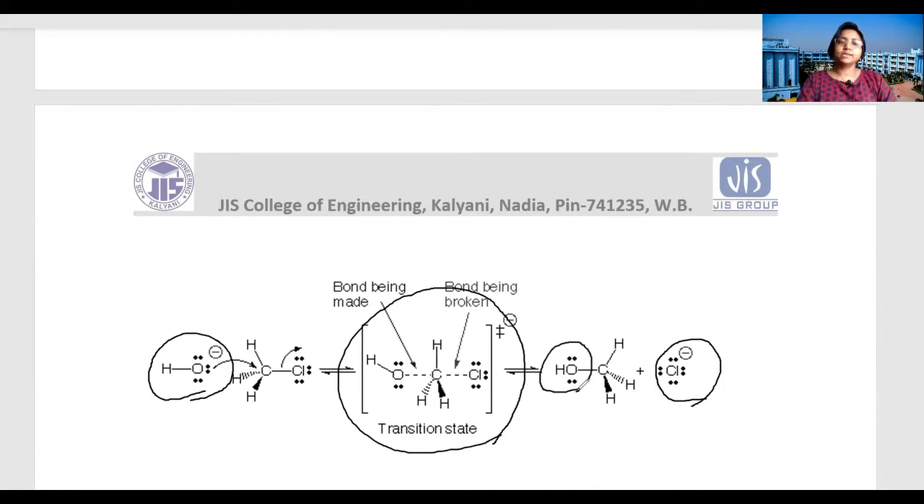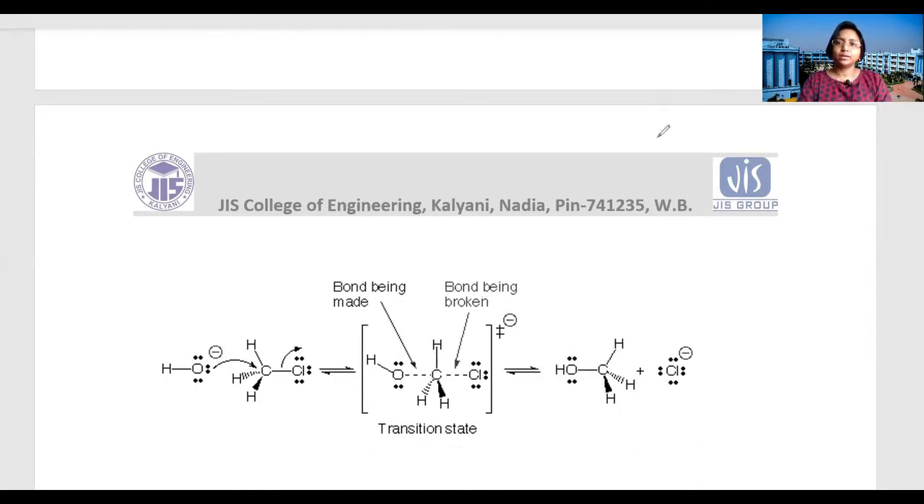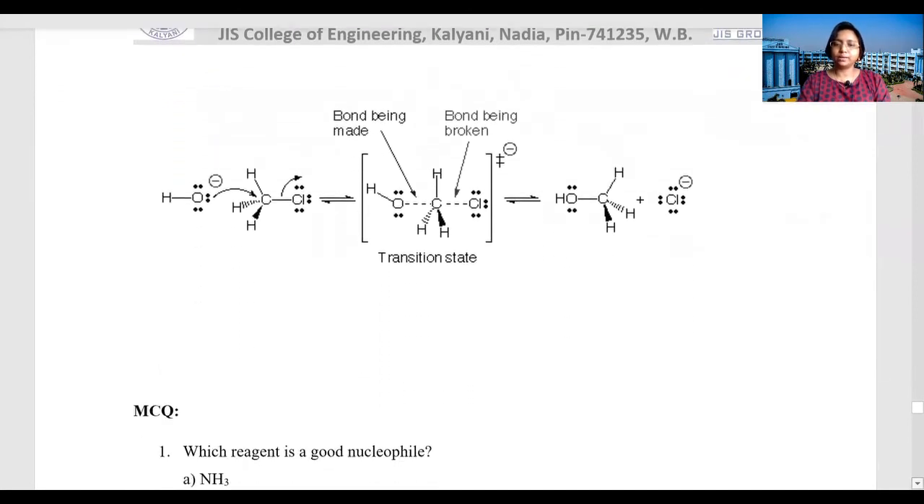Now look at the structure. The umbrella shape is facing this way, but in the product the umbrella is facing that way. So you can see the difference, and you may get questions on this. I will discuss the questions, then you can be more clear.